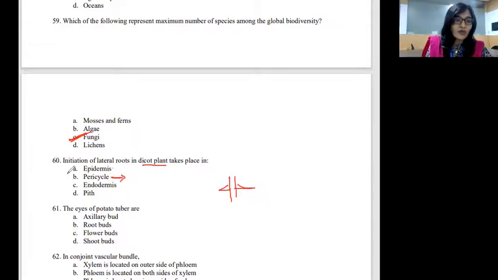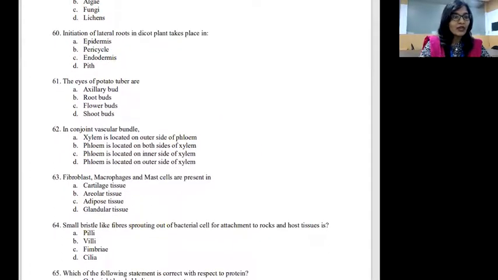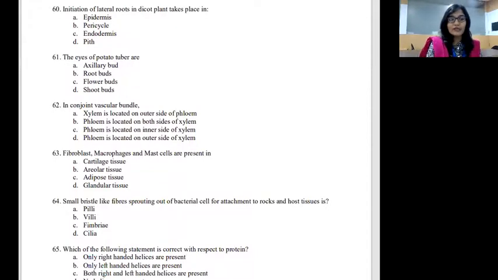Pericycle. It's going to be option B, because the pericycle is what gives rise to the lateral roots. Okay. The next question, and you'll see a potato, right? You'll be seeing an eye. So the eye of the potato tubers are what? Axillary buds or root buds or flower buds or shoot buds.